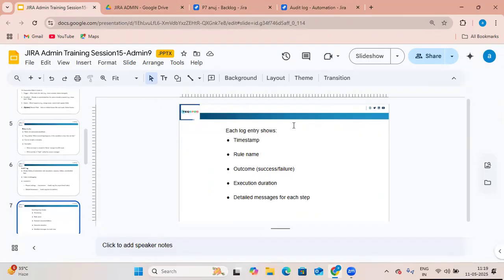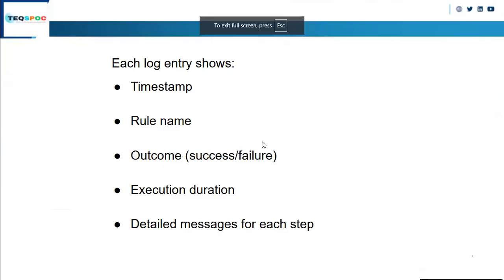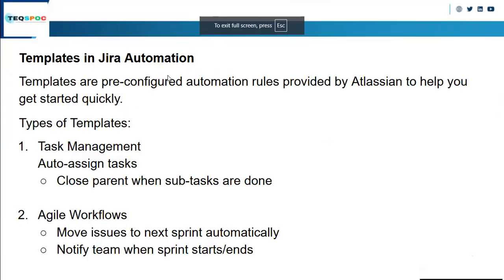Now coming to the other thing, templates in Jira Automation. Templates are predefined conditions and automation rules provided by Atlassian to help you get started quickly. In the rules we have predefined templates present. We can implement those templates and make use of the predefined templates where the automation is already defined.